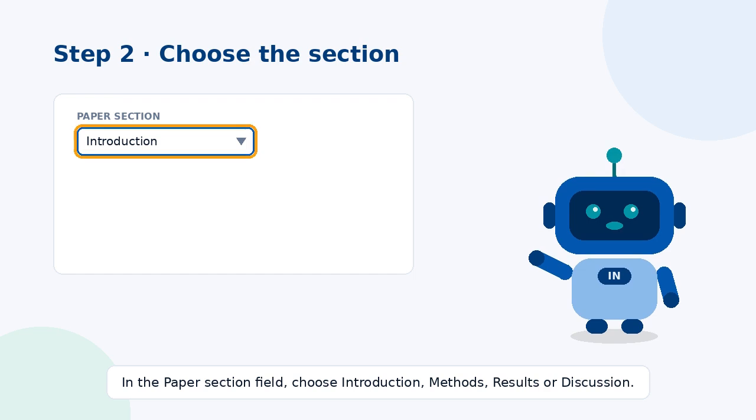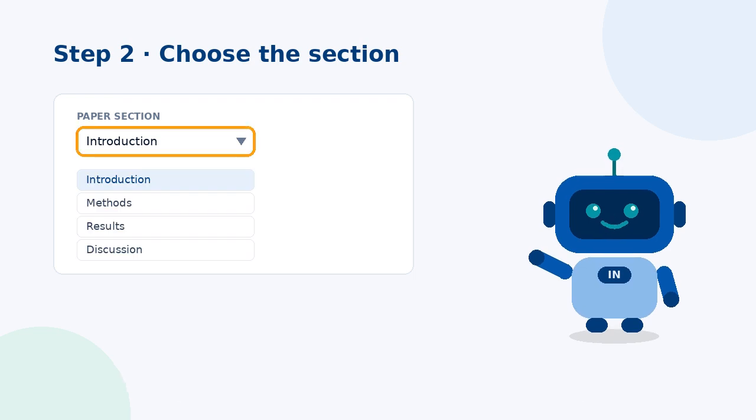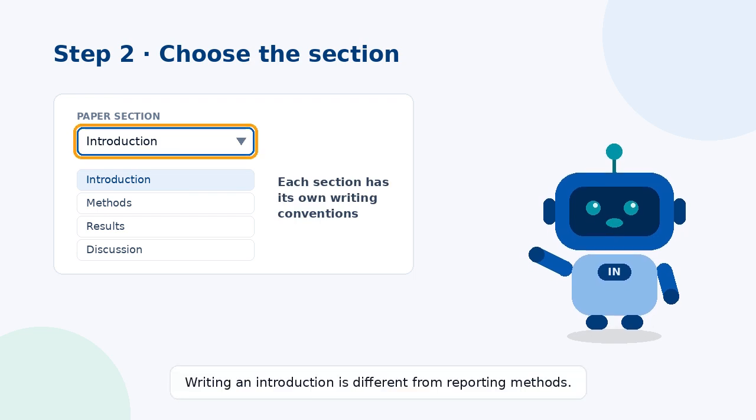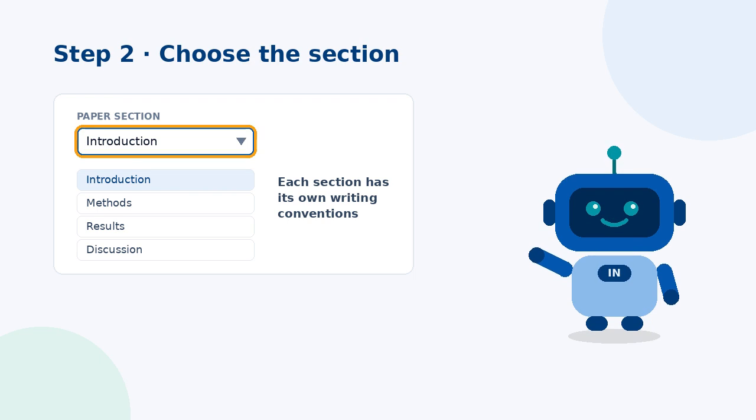In the Paper section field, choose Introduction, Methods, Results, or Discussion. This matters because each section has its own conventions. Writing an introduction is different from reporting methods.